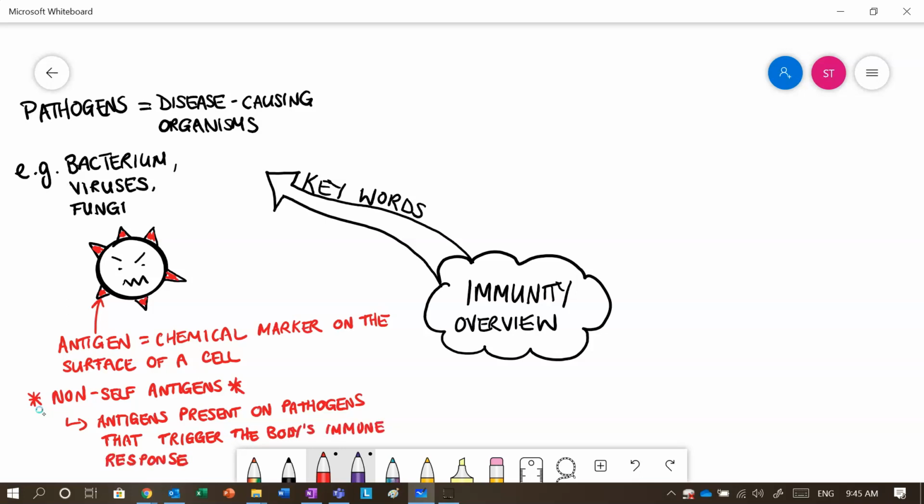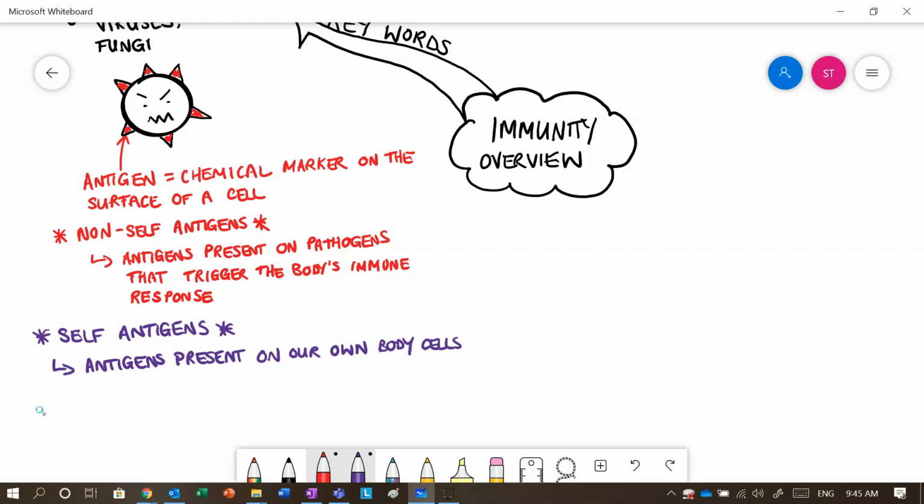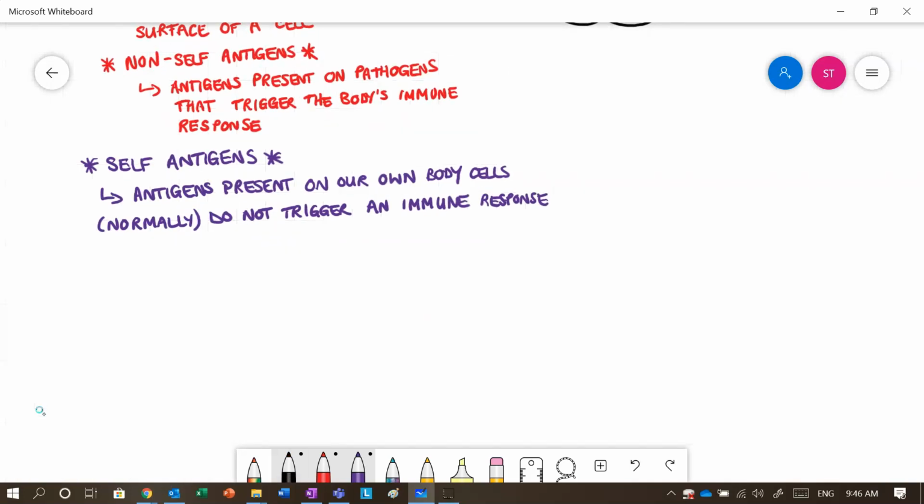These are chemical markers on the surface of a cell, and they tend to have a specific shape. There can be non-self antigens, and these are the ones that are present on pathogens that trigger that immune response. However, our cells also have antigens which we regard as self-antigens. Normally, under usual circumstances, our immune system is not triggered by these antigens because our immune system has been educated, if you will, about what belongs to us and what doesn't.